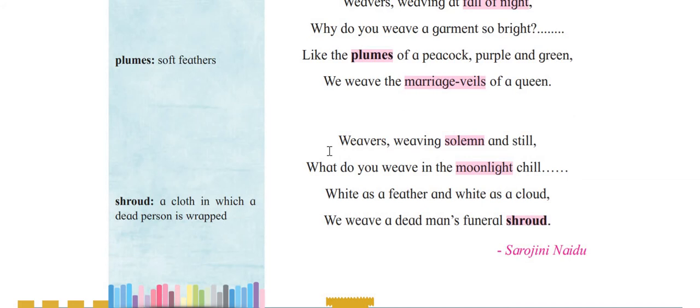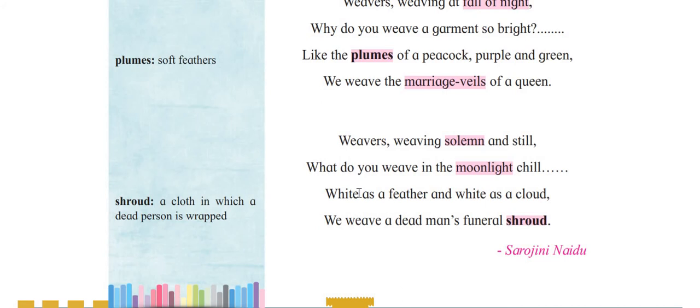Now the weavers are solemn and still, they're very serious, they're very quiet. And why are they quiet? Because they are weaving the shroud for someone's funeral, for someone has gone. So they are paying respect to that person, to the last phase of life, and that is death. What do you weave in the moonlight chill? So the time has gone, the life cycle has passed, and that's why the time has finished, the day has finished, the life has come to an end.